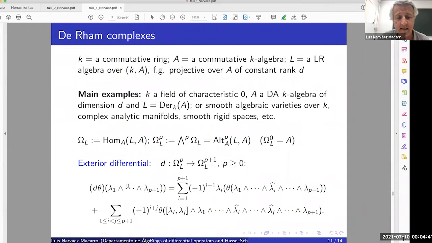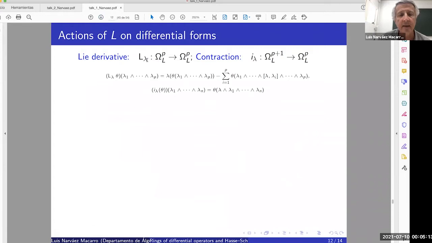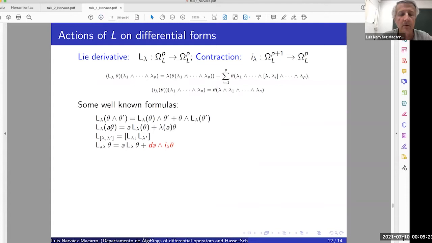What you can see on the screen is not the usual formula, but a convenient translation of the usual formula that makes use of the structure of Lie-Rinehart algebra, as you can see here, because you have to use the bracket of two things. Okay, but this is more or less straightforward. So now, once you define the differential forms omega p with respect to L, you can define the Lie derivative and the contraction also in the classical way. And there are some very easy properties. These are very well-known properties.